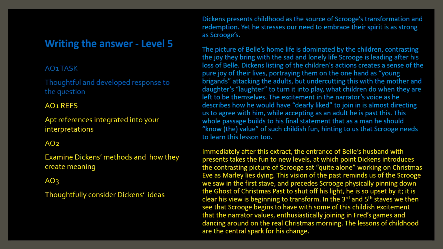Then it carries on, of course, with the precedes, another method, Scrooge physically pinning down the Ghost of Christmas Past, an apt reference integrated in, to shut off his light because he is so upset by it. There's how it's creating meaning. It's clear his view is beginning to transform. That's my consideration of Dickens' ideas. He's obviously going to transform because he's trying to shut him up about this. You know, the Scrooge of Stave 1 would have just said bar humbug and left it to go.